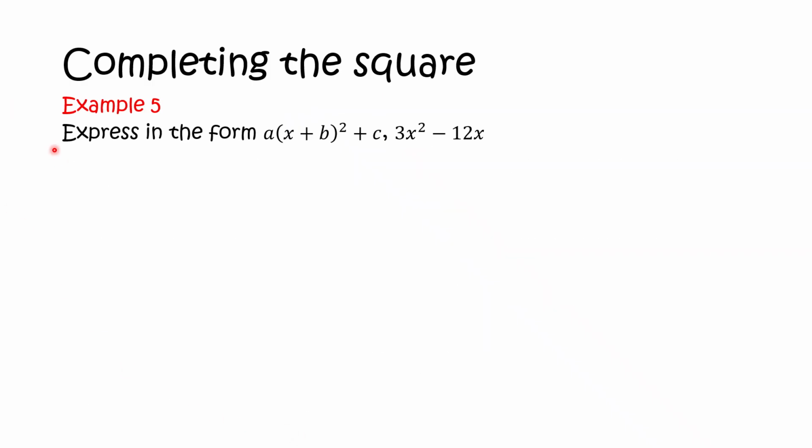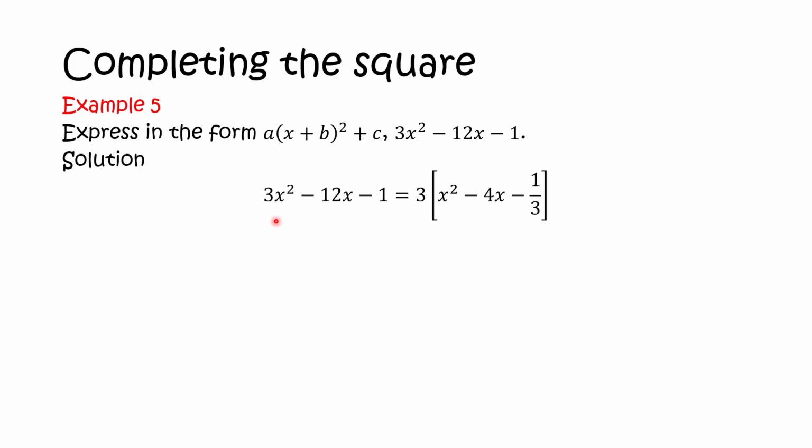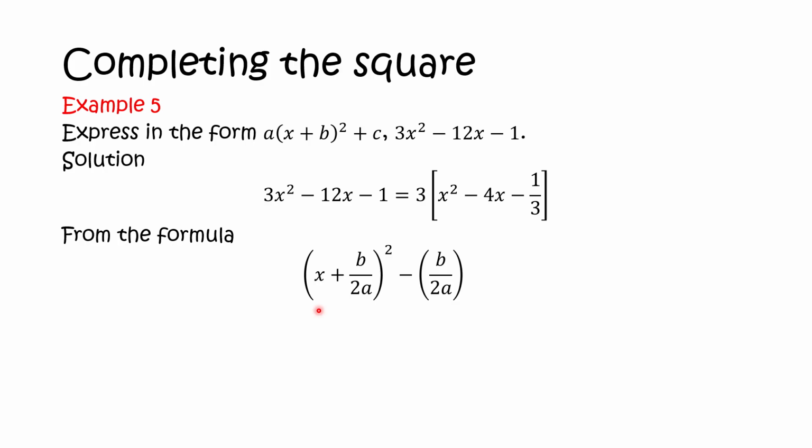Let's take a look at example 5. We are expressing 3x squared minus 12x minus 1 in the form that is given there. The first thing that we have to make sure of is that the coefficient of x squared is equal to 1. And we do so by factoring out the 3, so that we have in the square parenthesis x squared minus 4x minus 1 over 3. From there, we just implement the normal completing the square formula approach.